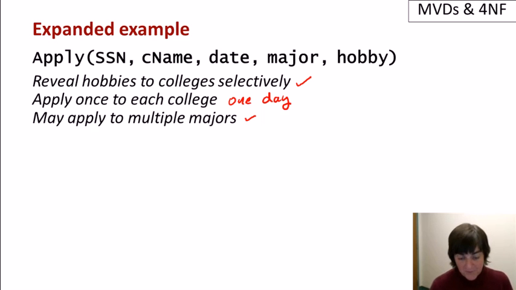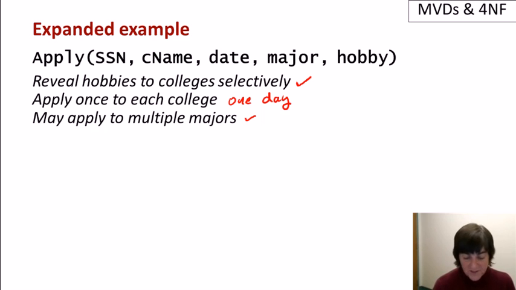It takes some thinking to come up with the right functional and multivalued dependencies to capture these constraints, but here they are. The first one, when we say that we reveal hobbies to colleges selectively, is actually the absence of a multivalued dependency on hobbies and colleges.